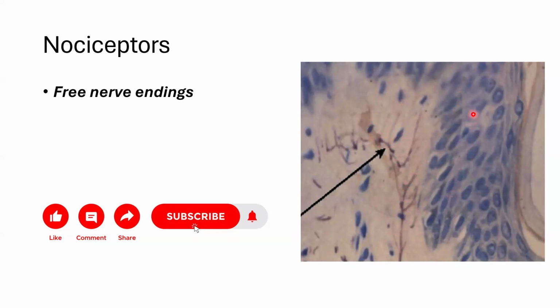So this is the skin, this is epidermis. You can see these are free nerve endings to perceive touch, pain, and pressure, and the rest of the stimulus. These are free nerve endings, which are unmyelinated.